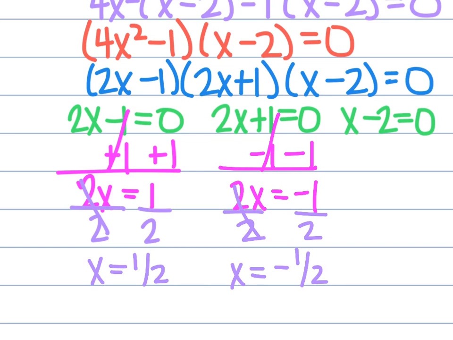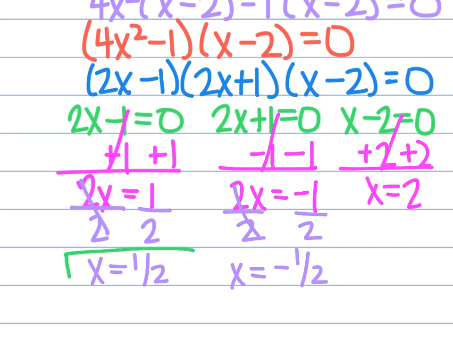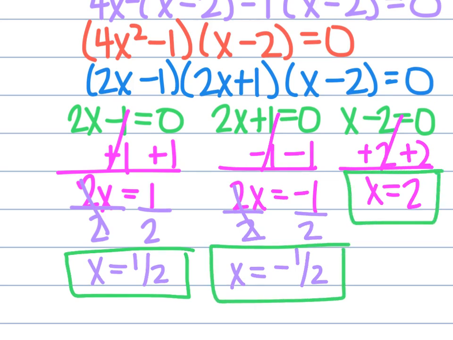For x minus 2 equal to 0, add 2 to both sides. You get x is equal to positive 2. So your solutions with this are x is equal to 1/2, x is equal to negative 1/2, and x is equal to 2.